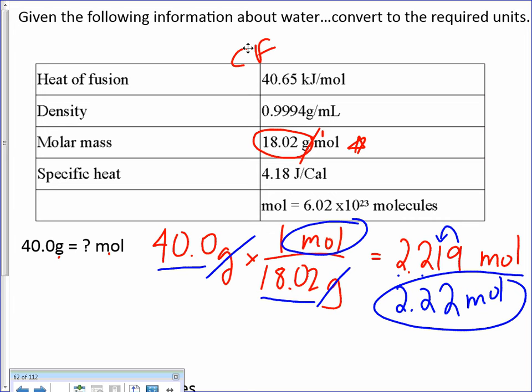The 2.219 didn't have a decimal. What would you have done if it was 2,219 and I wanted to go to 3 sig figs? Then I would have written it as 2,220. Because there's still only 3 sig figs there, since there's no decimal present.